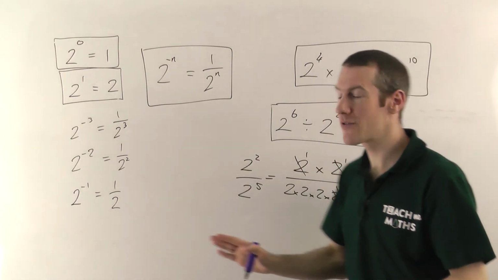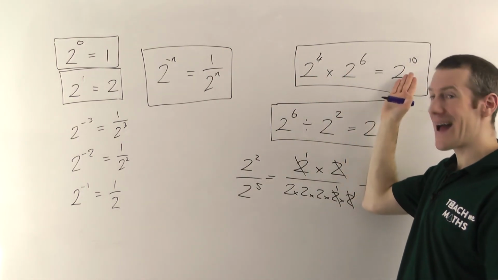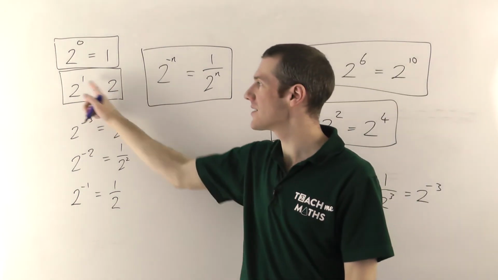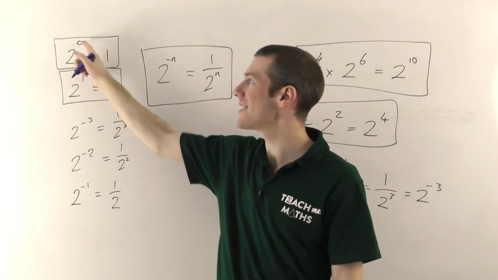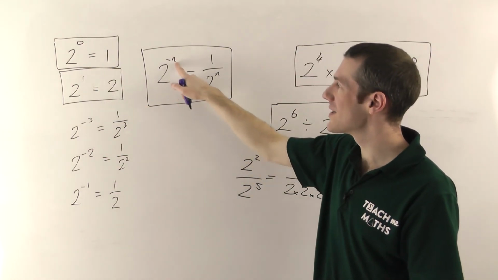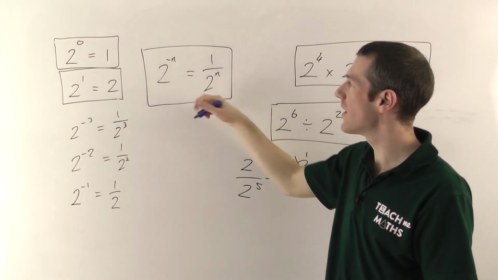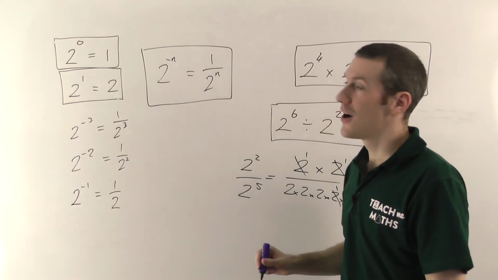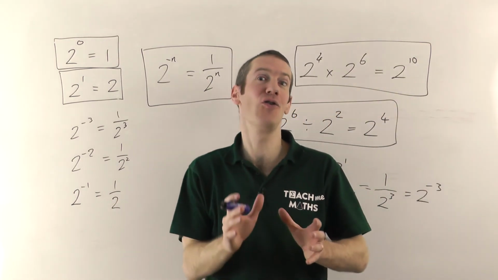So again, quick recap. If you're multiplying, add the powers. If you're dividing, subtract the powers. Anything to the power 1 is itself. Anything to the power 0 is 1. And anything with a negative power, you can rewrite that as 1 over the positive. Okay, so that's the laws of indices.